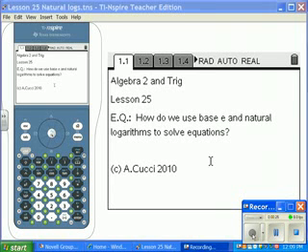Okay? Natural log and e. Boys, if you can't sit next to each other, you need to move, because I'm not going to say it again.